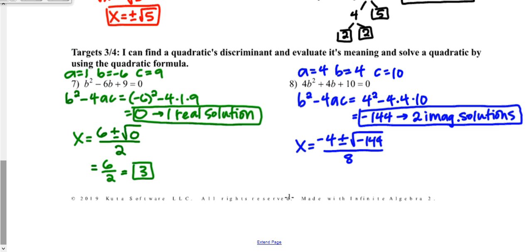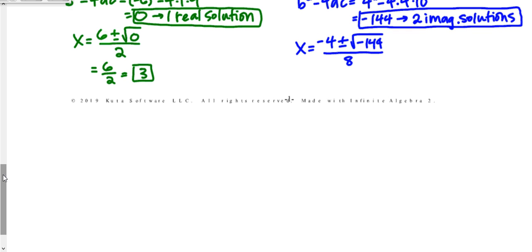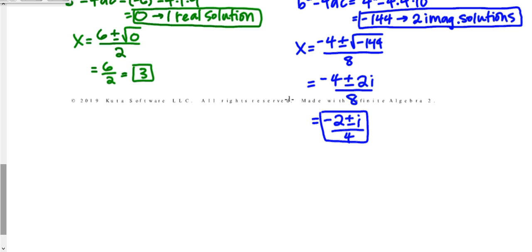So your first step in simplifying is to simplify your square root. So the square root of negative 144, well, 144, that square root is just 12. But now we have a negative under the square root, so our answer is going to be 12i. So we have negative 4 plus or minus 12i over 8. And then we can go a little bit further here and simplify because all those numbers are divisible by 2. So I'm going to go ahead and divide them all by 2. And then going back to what our discriminant told us, we were supposed to get two imaginary solutions. We did, because there's the plus and minus, and i is in our answer.